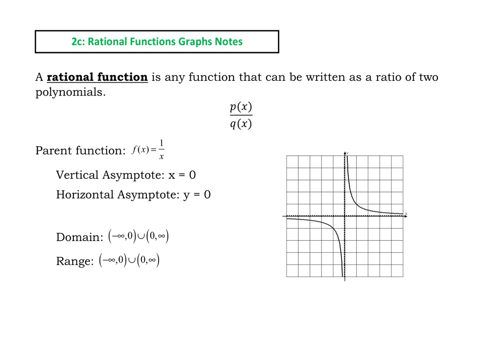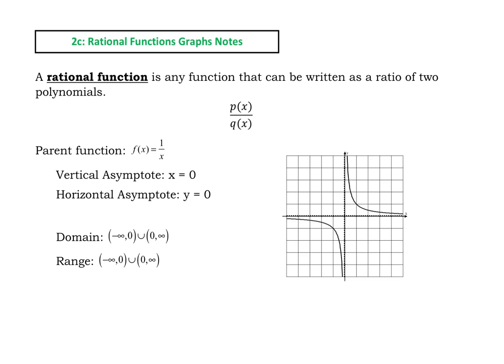Okay, today we're going to talk about graphing rational functions. Just remember, a rational function is any function that can be written as a ratio of two polynomials. Remember, rational means it can be written as a fraction. So rational functions are fraction functions, so they have a denominator. They all look a little bit different, but we can call 1 over x a parent function.